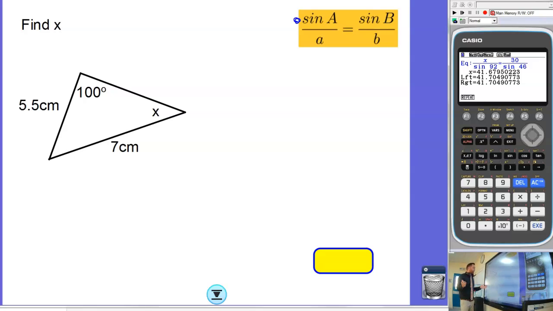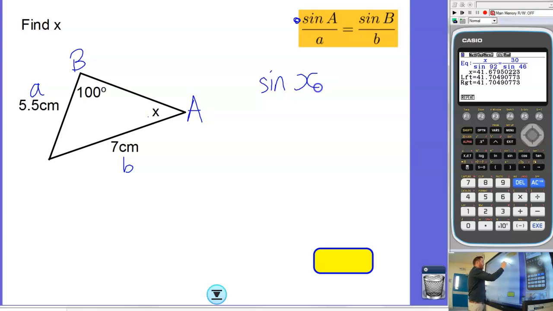Right, for this one, we're going to do the same thing. This time I'm looking for angles, so I'm going to call that one A. The thing I'm looking for, I make A. You don't have to, it's just what I like to do. Then we're going to say this one's going to be B and B. So now I'm going to say that sine A, now sine A is the angle X, over A, which is 5.5, is equal to sine B, and sine B is the angle 100, over 7.